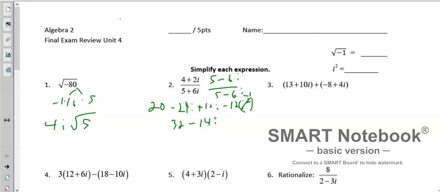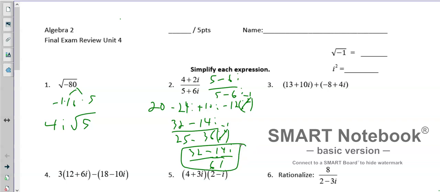Now I can't forget about the bottom. The bottom I just do first and last. So 5 times 5 is 25. It's always going to be subtract, and I'm going to get 36i squared, which again is negative 1. We're just going to make the negative 36 into positive 36, which gives me 36 plus 25, which is 61. So I have 32 minus 14i all over 61. Now, if any of these numbers could reduce, I would reduce them if possible, but that's my answer.